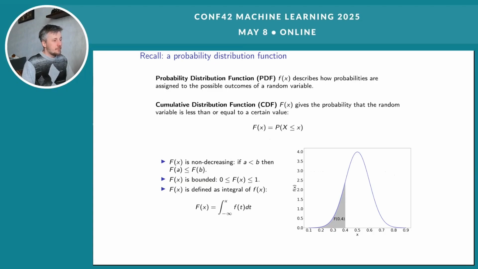There are several useful properties of the cumulative distribution function. It is non-decreasing, it is bounded by 0 and 1, and it can be defined as the integral of the probability distribution function. On the picture here, we see a CDF evaluated at 0.4. It is the area under the curve from -infinity to 0.4. And also it is the probability that a randomly picked point will be less or equal to 0.4.